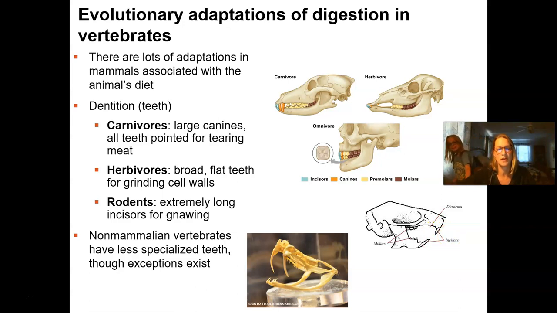Most non-mammalian vertebrates have less specialized teeth, so all their teeth kind of look the same, but there are some exceptions. So here's an exception right here. This is a venomous snake from Thailand, and you can see they've got super long fangs. So that's an adaptation in some snakes that you'll see.